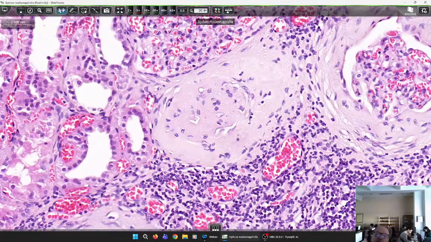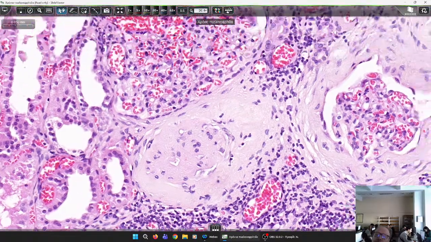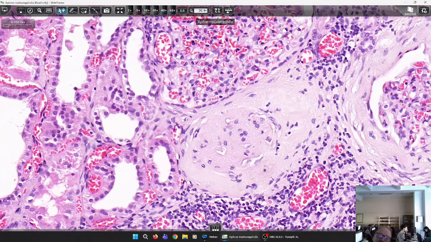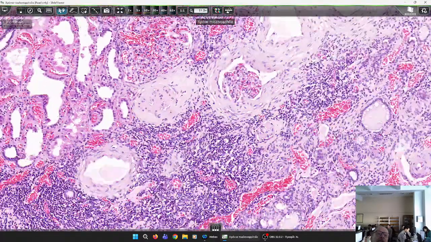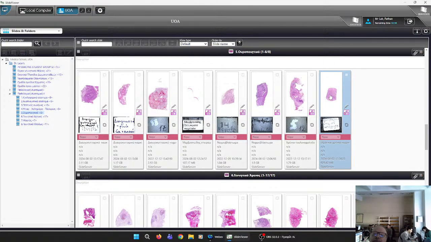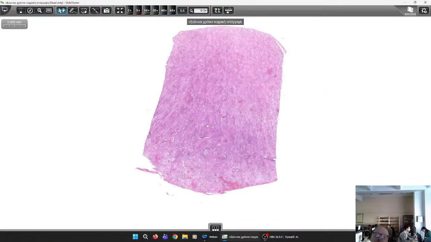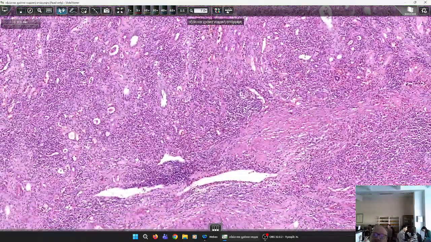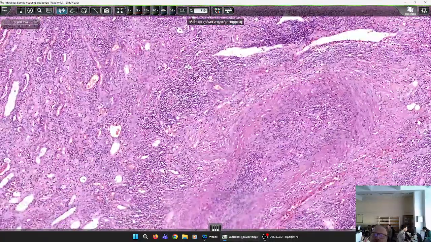What is this? This is a glomerulus with Bowman capsule fibrosis. And this is one which is globally sclerosed, globally hyalinized. So that was the slide of chronic pyelonephritis. Here we have another type of inflammation which affects a kidney transplant. What's going on here?